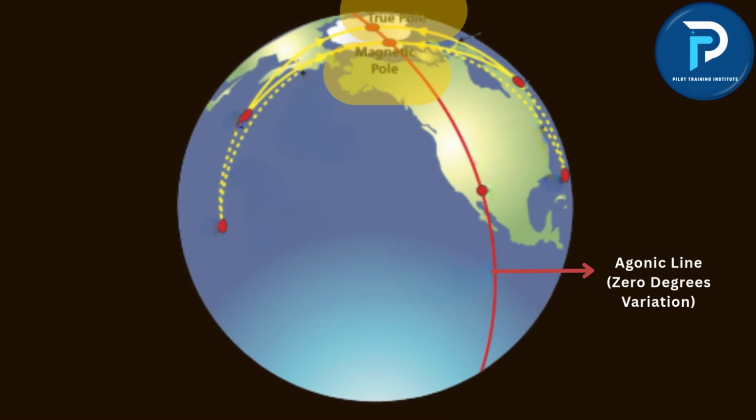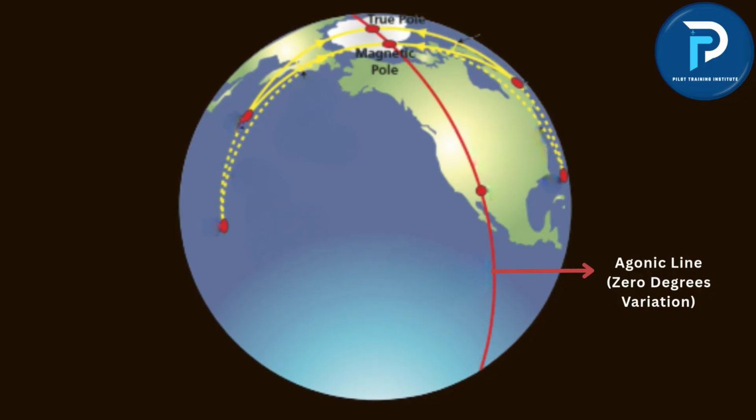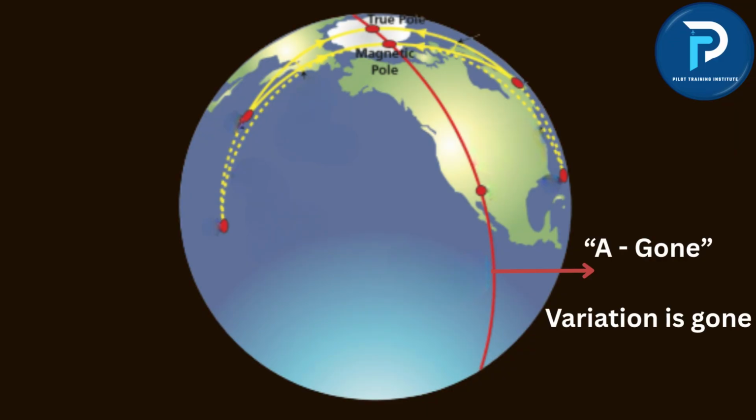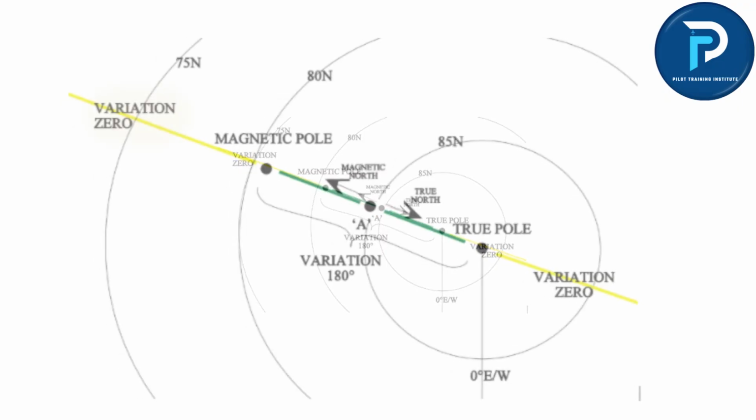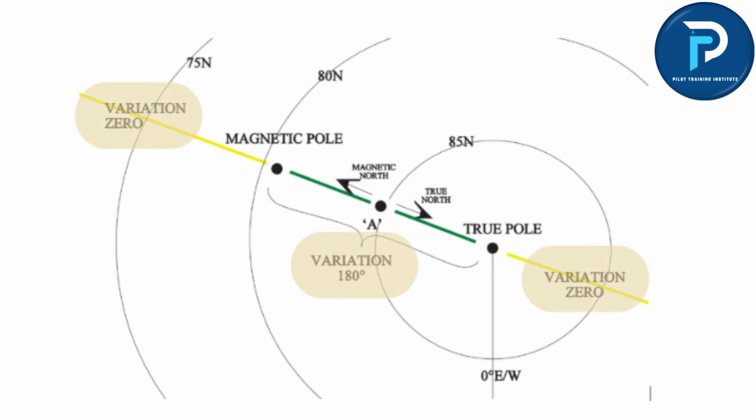When your magnetic north is neither to the east or west of your true north, that's when your variation is 0. Remember this agonic line like this. A gone means your variation is gone here. Now we have already learned that on the agonic line our variation is 0. But what if you are in between those two poles? At that point your variation will be 180.